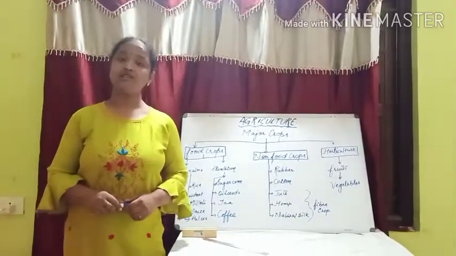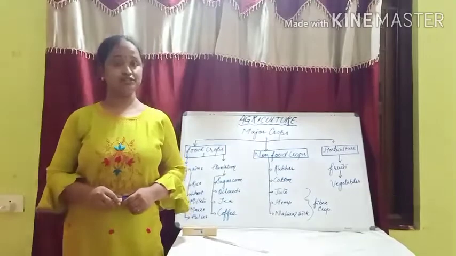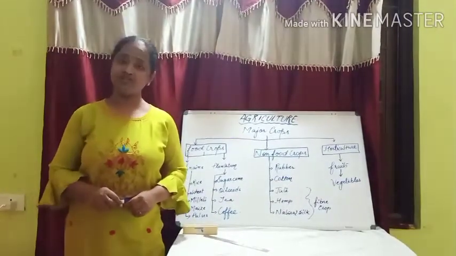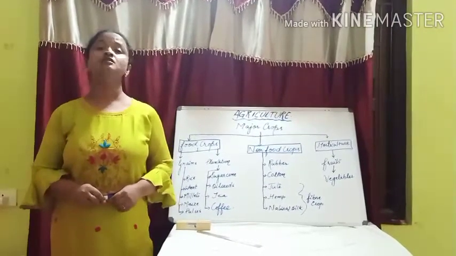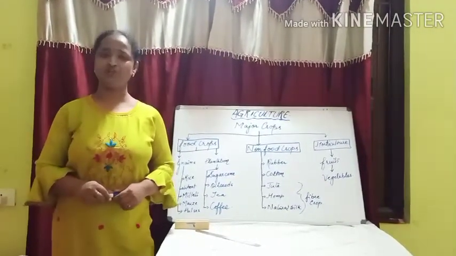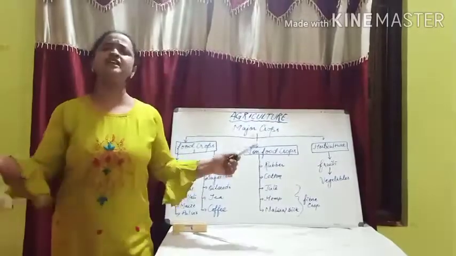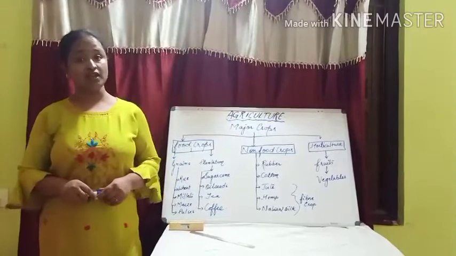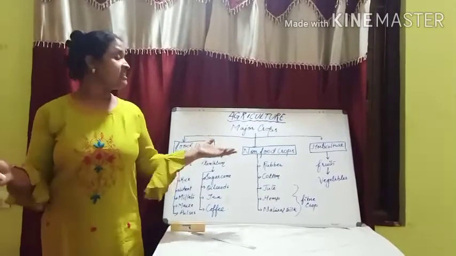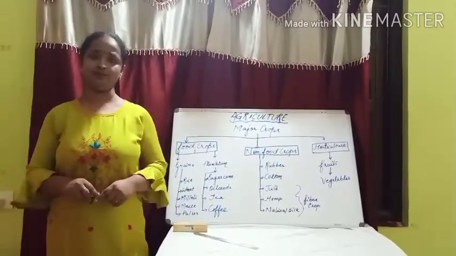Last class we discussed the cropping pattern, and today I will be discussing the major crops. A variety of food crops, non-food crops and plantation crops are grown in different areas in our country depending upon the soil, climate and the cultivation practices.